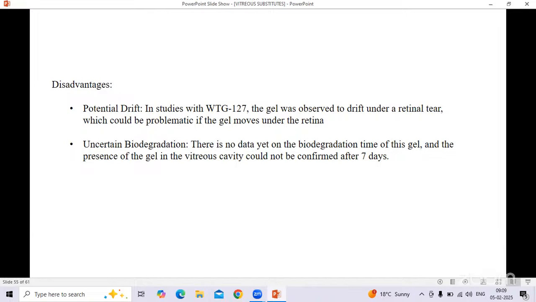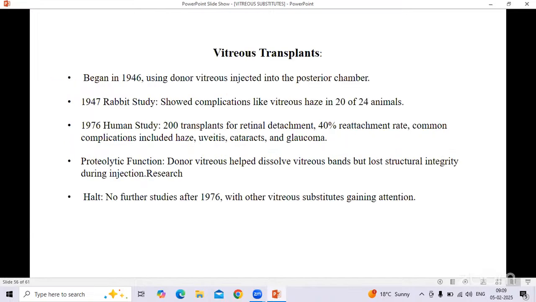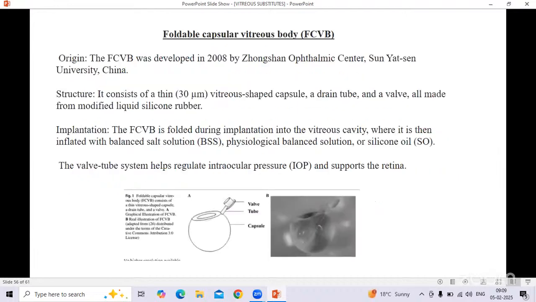Uncertain biodegradation. Vitreous transplants began in 1946 using donor vitreous injected into the posterior chamber. A 1947 rabbit study showed complications like vitreous haze. In a 1976 human study of 200 transplants for retinal detachment, a 400 reattachment rate was shown, and common complications like haze, uveitis, cataracts, and glaucoma were seen. Proteolytic function: the donor vitreous helped dissolve vitreous bands but lost structural integrity during injection. So again, there was a halt in this topic, and further studies are needed.